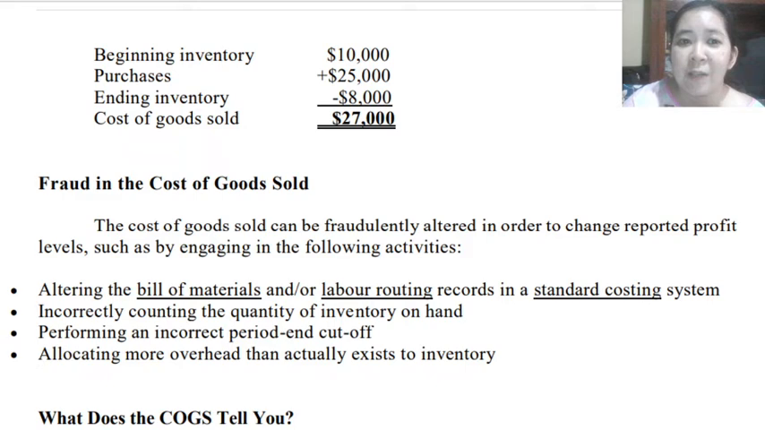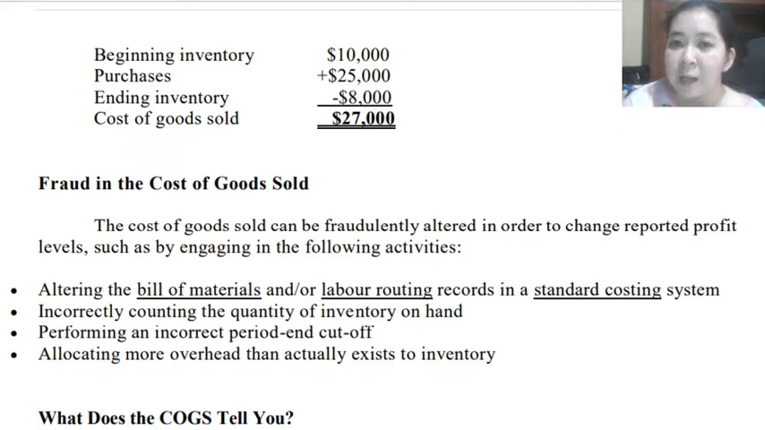Or they can also incorrectly count the quantity of inventory. Okay, when we say fraud, this is intentional. But if that is unintentional, that is error. But in this case, it's intentional. So they incorrectly count the quantity of inventory on hand. And aside from that, performing an incorrect period end cutoff, meaning cut-off means that only those transactions that pertain to this accounting period shall be recorded in this period, and those transactions which occurred in the next period will be reported in the next period.